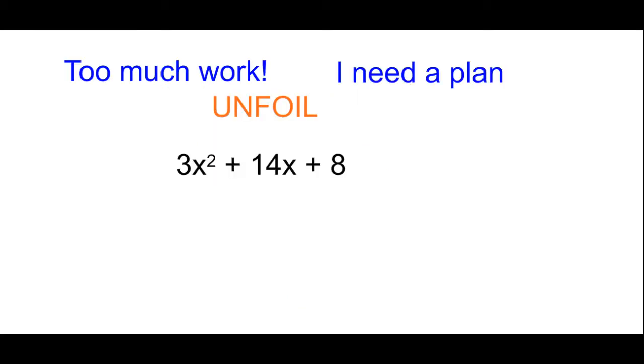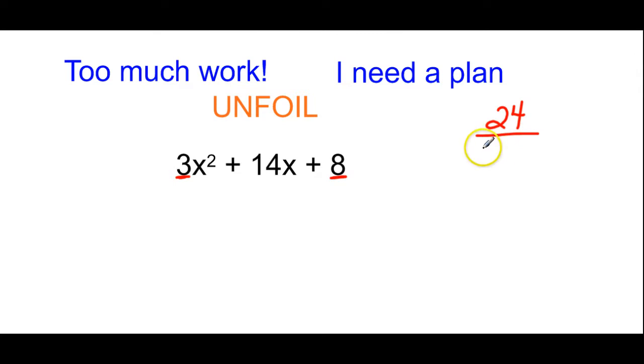Like I said, this can be a lot of work, too much work. So if you do not like guess and check, if you would like something that is going to be more concrete, then you're going to like this method. I like to call it unfoil, and it definitely has a plan to it. Here's what we're going to do. We're going to start by multiplying the leading coefficient times the constant. So 3 times 8 is 24.